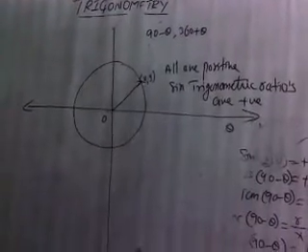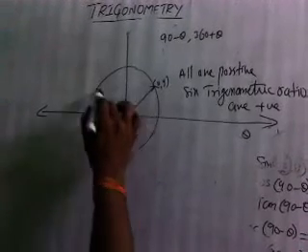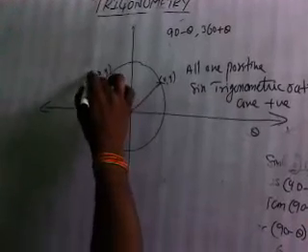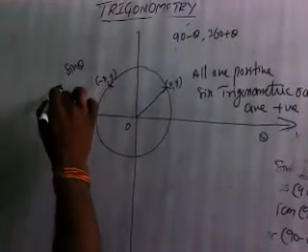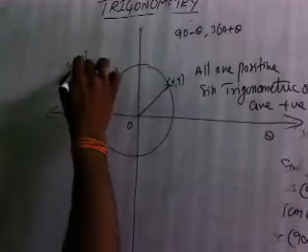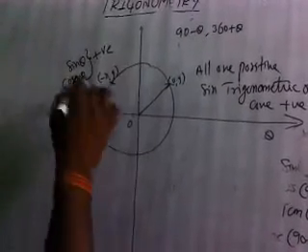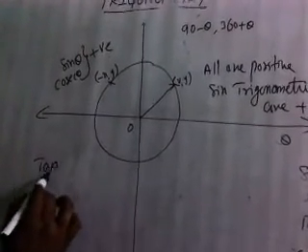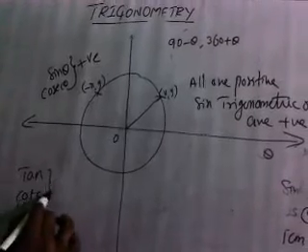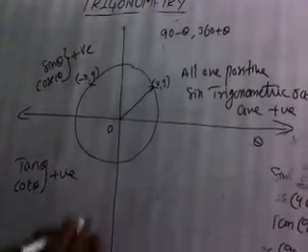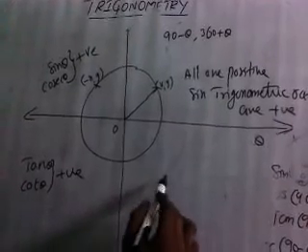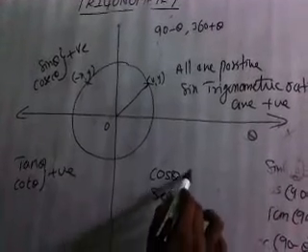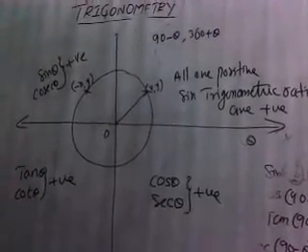In the second quadrant, if you take a point in the second quadrant, that is in the form of minus x comma y. So sin and its reciprocal, cosecant, are positive, remaining are all negative. Next in the third quadrant, tan and its reciprocal, cot, are positive, remaining all are negative. Fourth quadrant, cos and its reciprocal, secant, these two only positive, remaining are all negative.